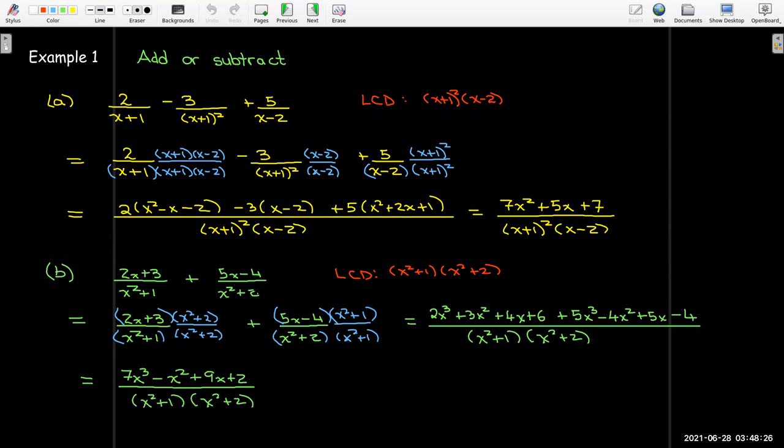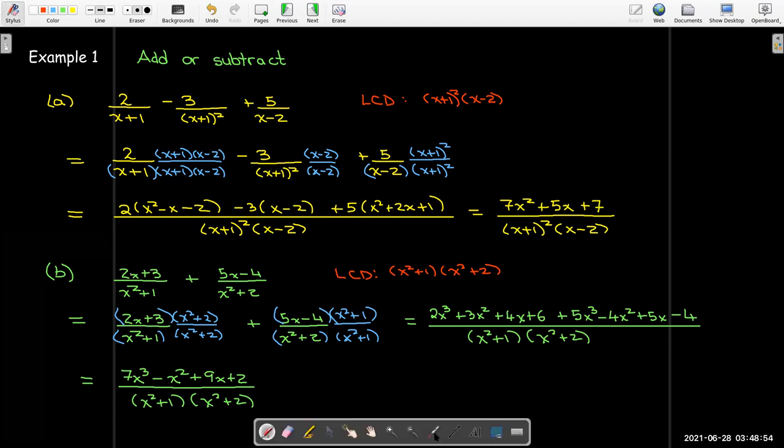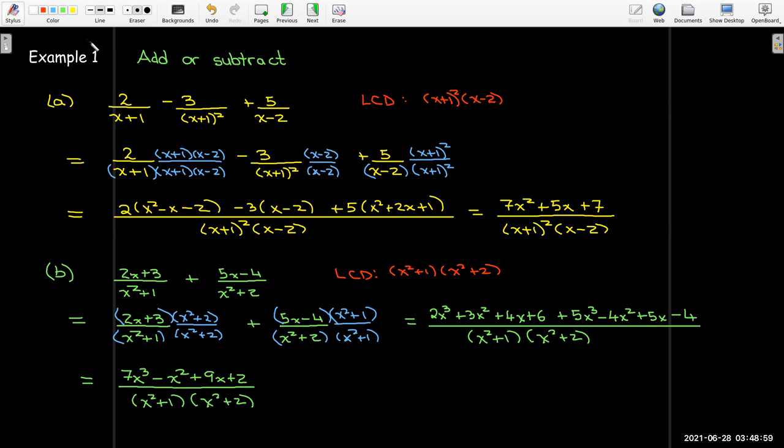So the partial fractions decomposition is going to work that process in reverse. We're going to start with a single fraction and then determine what the possible denominators were that were used to create the LCD. And then from there, figure out what the numerators should be for each of those denominators. So let's see how we do that.